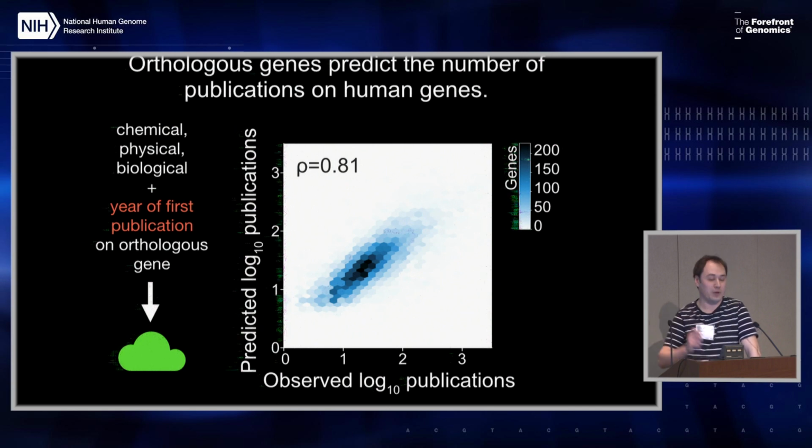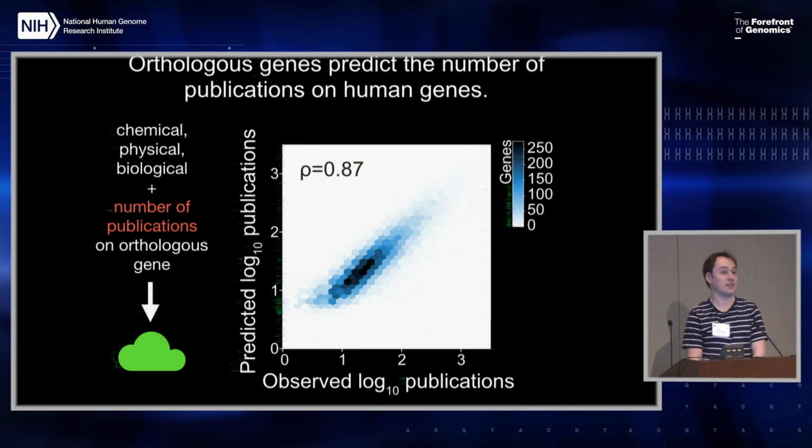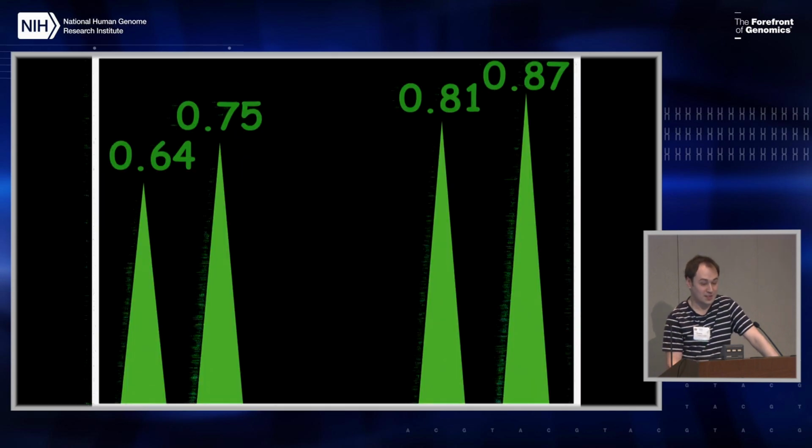Similarly, for the number of publications, if we introduce the year of the first publication, we can again increase our ability to predict the number of publications on human genes. And if we consider the number of publications on related genes of model organisms, this gets very close to 0.9, indicating that now we actually have a very strong ability to predict quantitatively at the level of single genes.